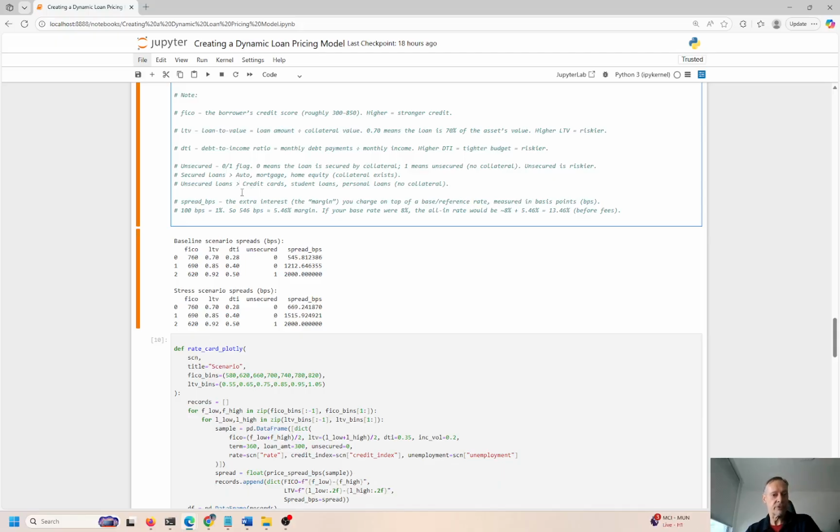You also have unsecured loans like credit card loans, student loans, personal loans. There's no collateral behind it other than a goodwill promise to pay on that loan.